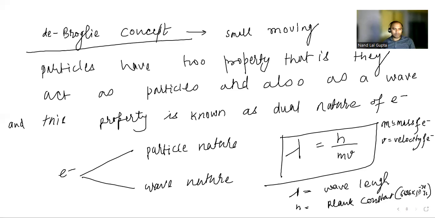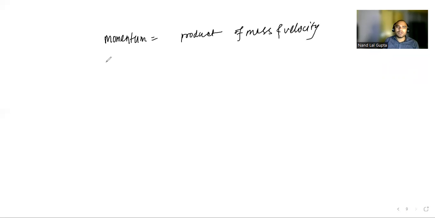Done, sir. Okay. So see, there is another formula. Momentum is equal to what? Momentum is the product of mass and velocity. Momentum is represented by P, and the product of mass m and velocity v.